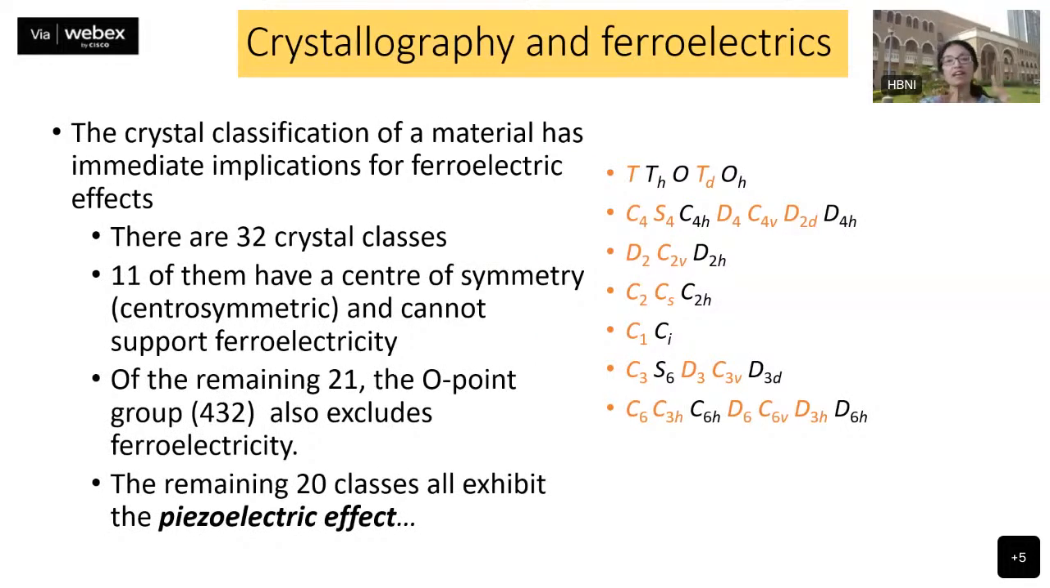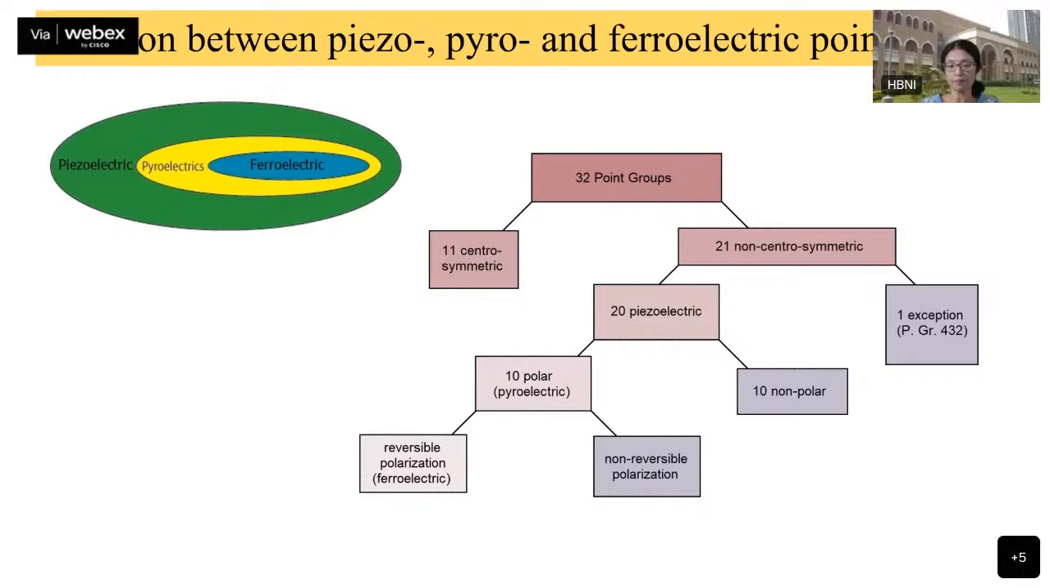Now from 32, we have eliminated already 11. So now we have 21 left. Out of this, again, the O crystal class belonging to the O point group also is not ferroelectric. But the remaining 20 classes all exhibit a piezoelectric effect. So what's the piezoelectric effect? When you apply an electric field, there is going to be a change in the stress or in the dimension of the material. This is known as the piezoelectric effect.